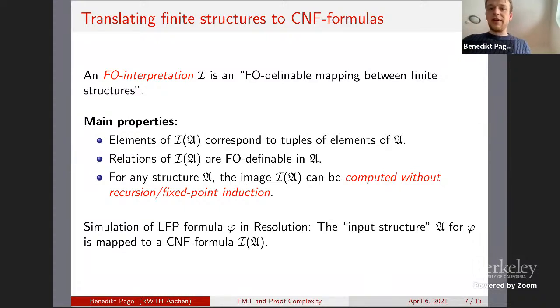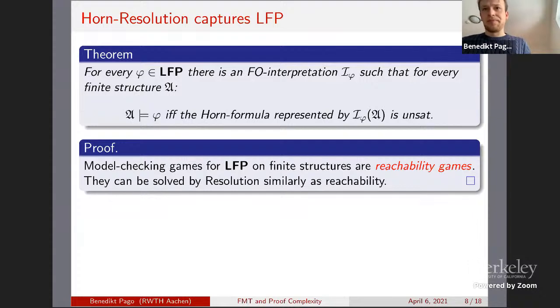Okay, and with respect to this notion of reduction, we get all our correspondence theorems between proof systems and fixed point logics. This is the first result, namely that LFP corresponds to resolution on Horn formulas. In detail, one direction is that for every fixed point sentence, there is a first order interpretation, depending only on that sentence, which takes finite structures to Horn formulas, such that the structure is a model of the fixed point sentence if and only if the Horn formula that you get is unsatisfiable. So this shows that the evaluation of fixed point formulas can be done by resolution on Horn formulas.